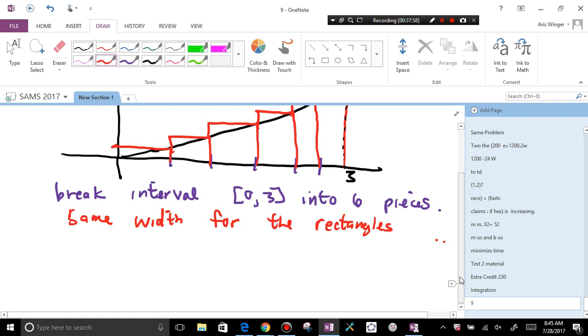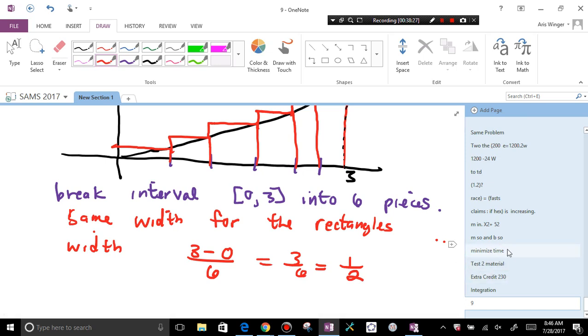If that's true and I picked 6, what's the width of each one? Is that okay? 0.5, right? So the width of each one is the length of the whole interval, 3 minus 0, divided by the number of rectangles. What's also nice is that when I make them the same width, then I automatically know all of these points. What's this one? It's 1/2 because the width is 1/2. 1, 1.5, 2, 2.5. The Great Skeptic will come back and we'll have a serious indictment about what I'm about to do for sure.